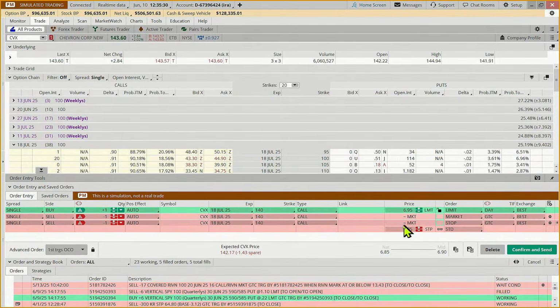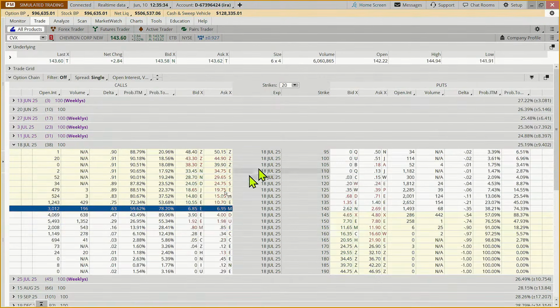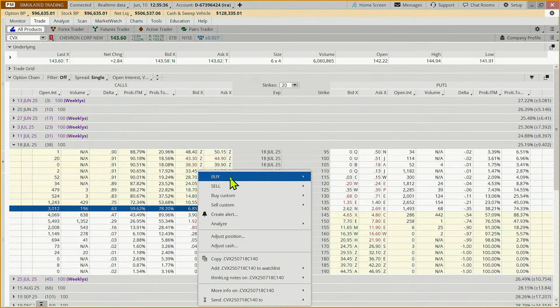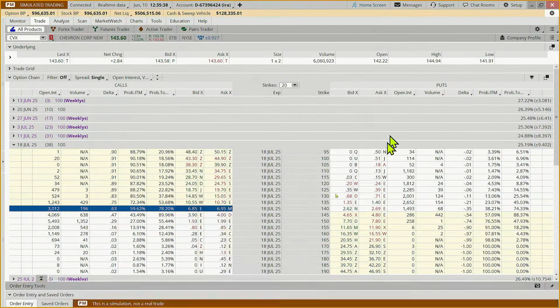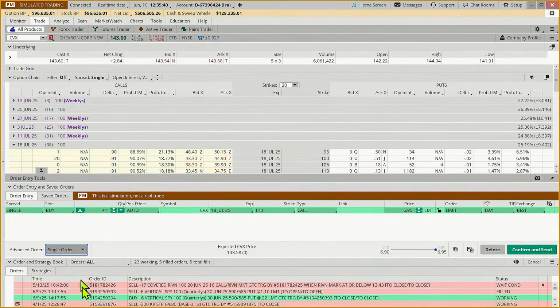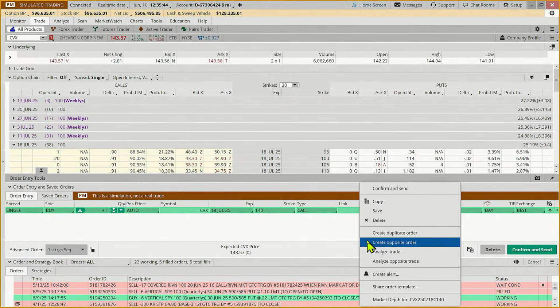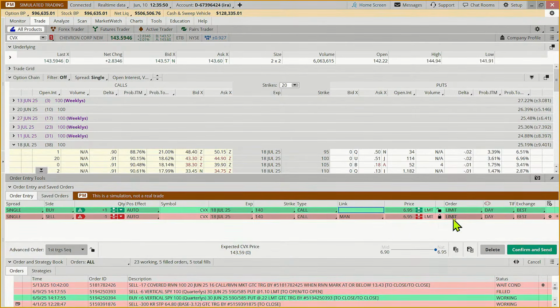It's not letting me change this. Okay, you know what? I'm going to put this in a different way. We're going to come here to just buy, and then I'm going to change my single order to a first trigger sequence. This is how I usually put these in. I thought it would be easier to do it the other way, but we're just going to create an opposite order. And this is how I usually do it in the classes because it's just faster.